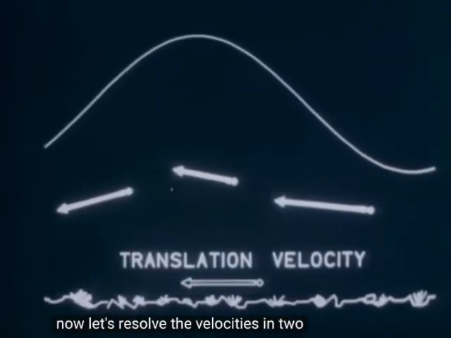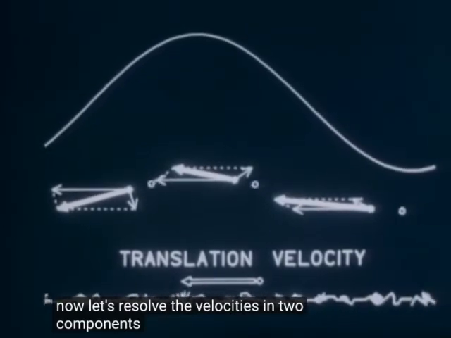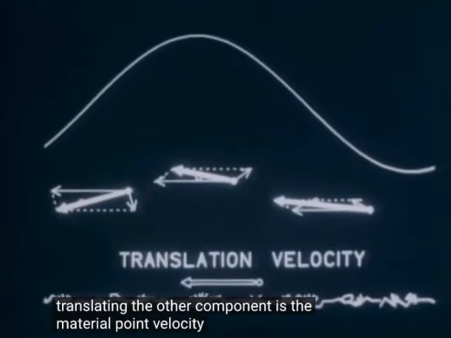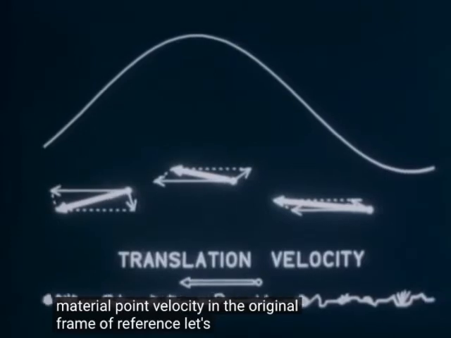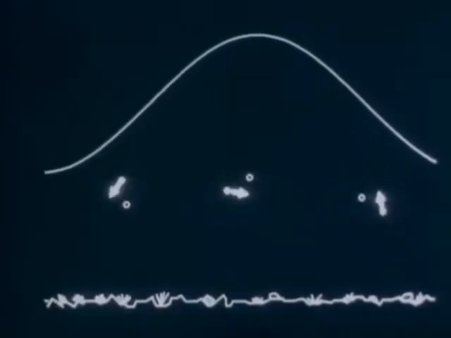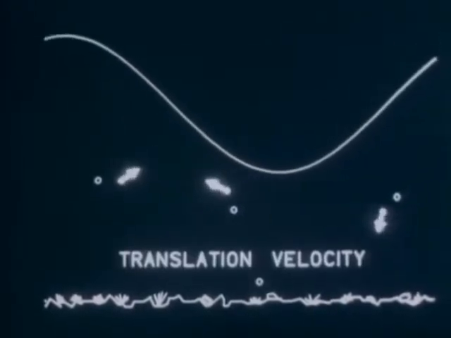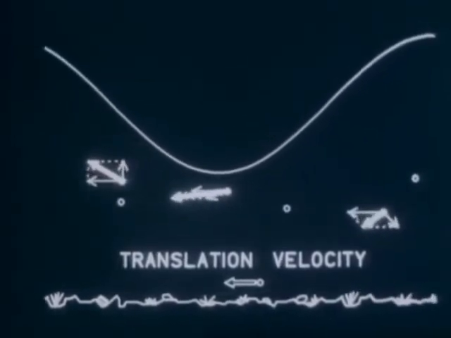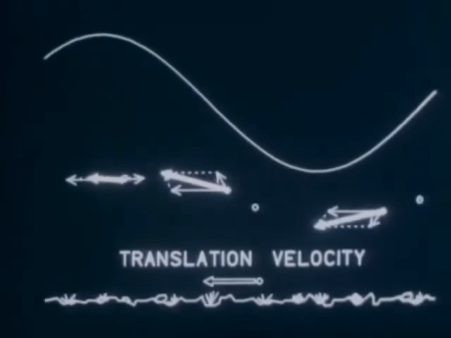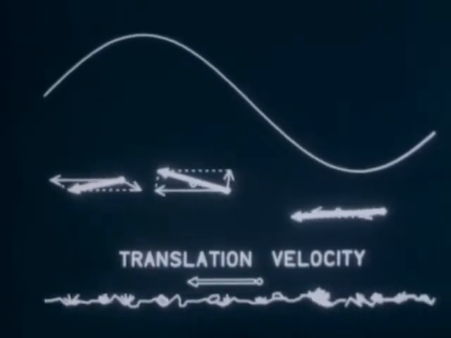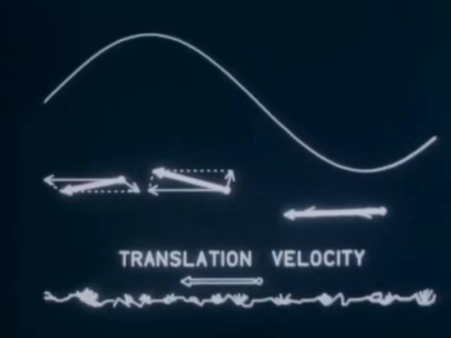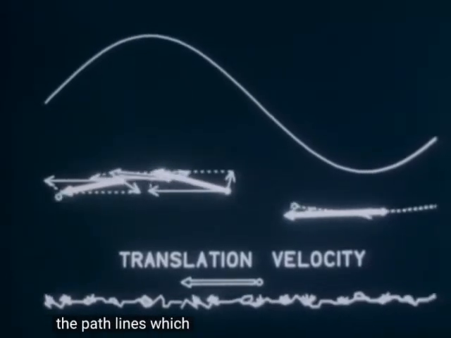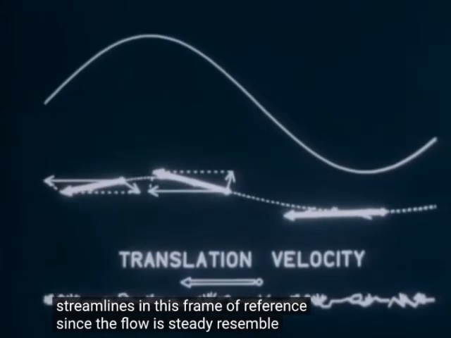Now let's resolve the velocities into components. The horizontal component is the velocity with which our frame is translating. The other component is the material point velocity in the original frame of reference. Let's see that again. The path lines, which are also streamlines in this frame of reference since the flow is steady, resemble the form of the free surface.